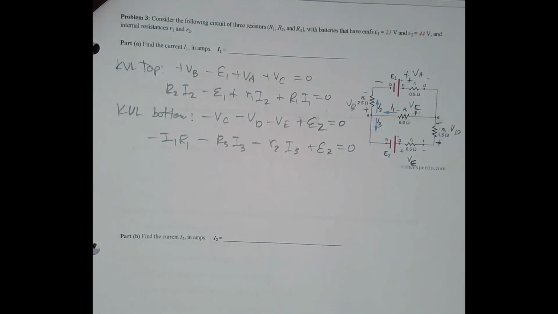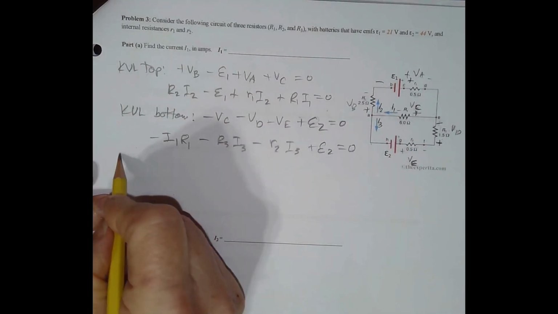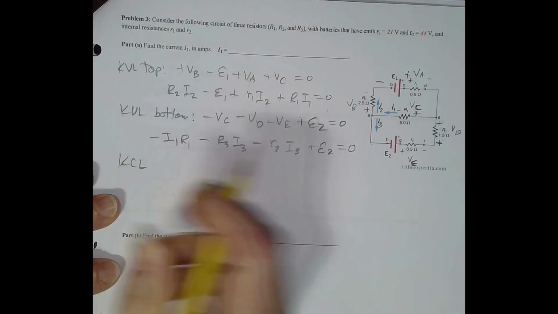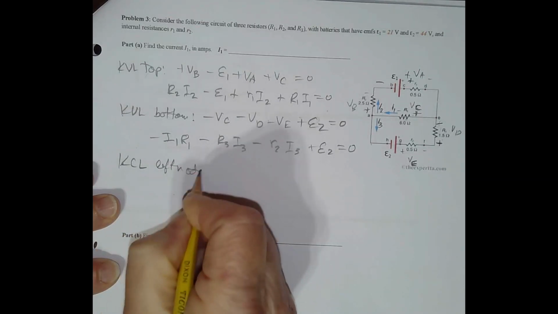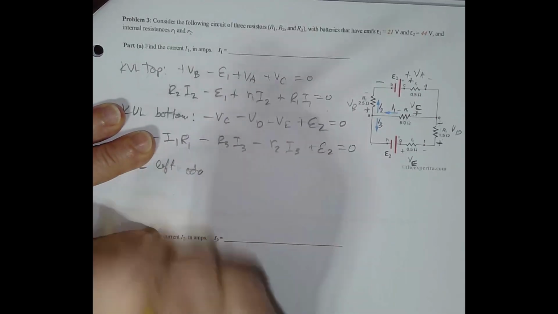Okay, and that's 2 equations, but we have 3 currents, so we need 1 more equation. So we'll do KCL on the left, I guess. On the left node.